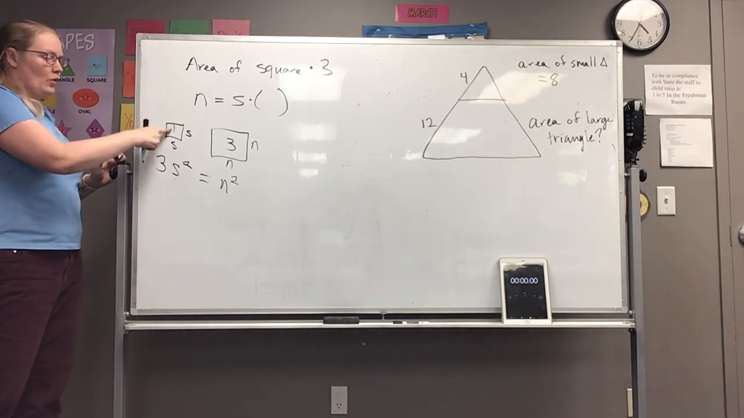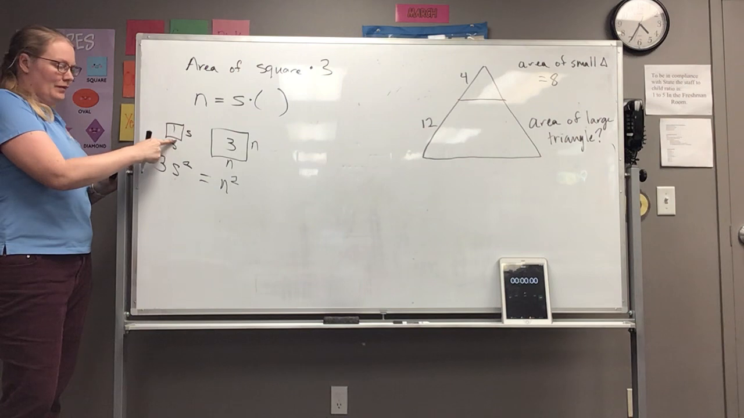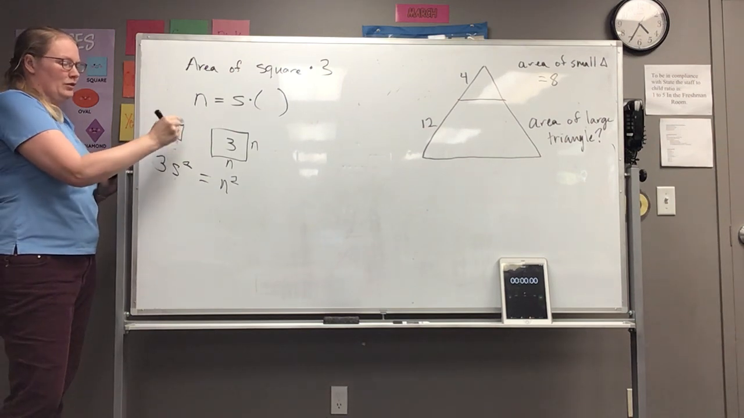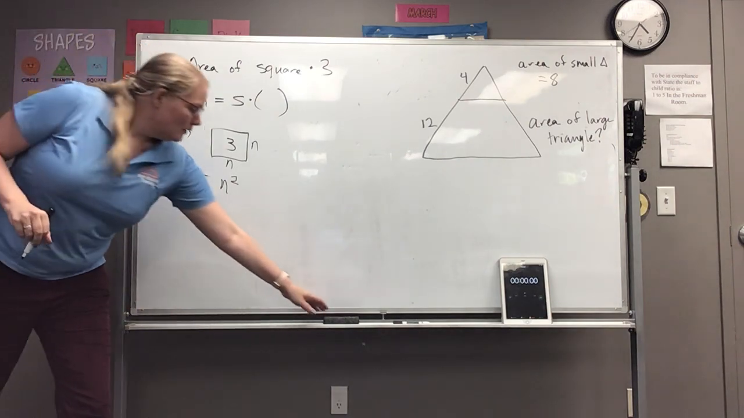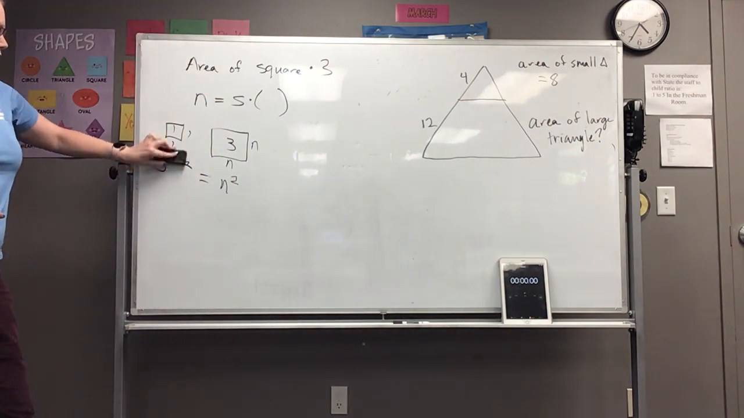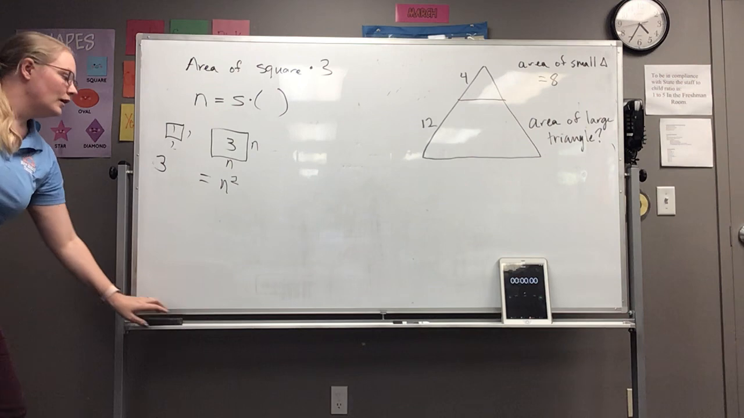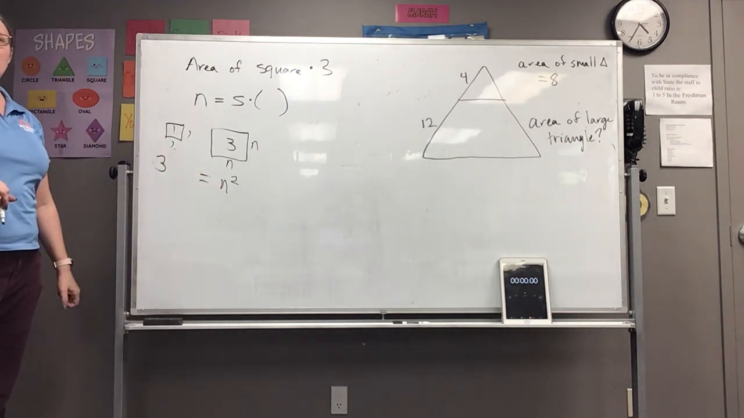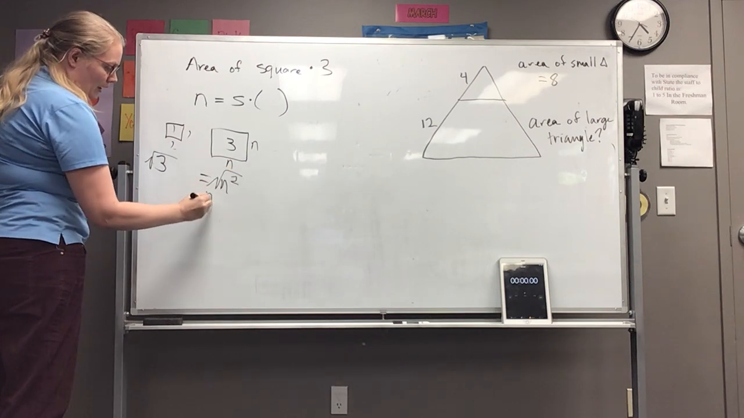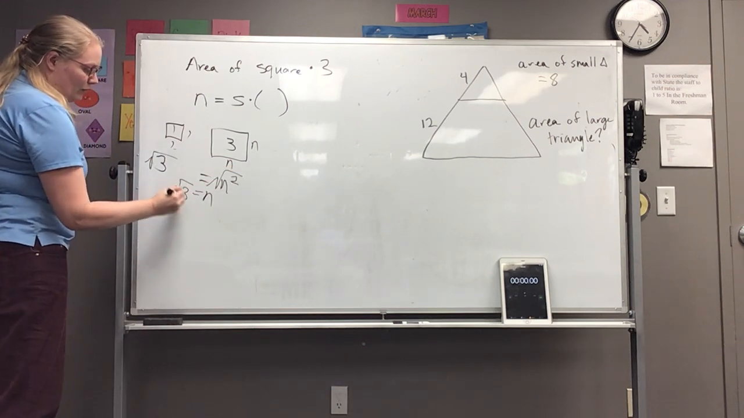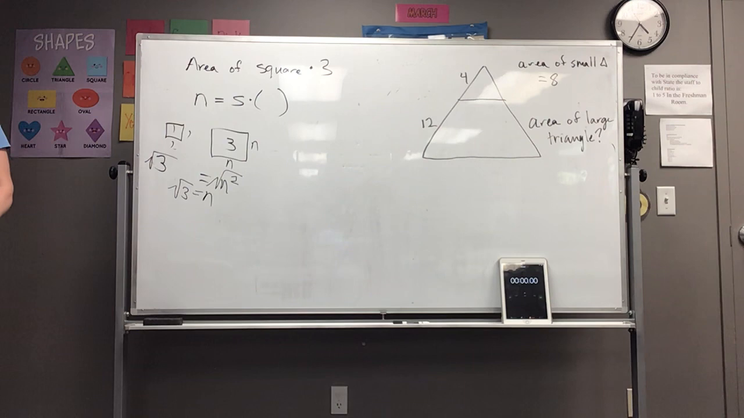And so, in order to make 1, S is just 1. 1 times 1. 1 squared is just 1. And so, what's the length of the new side? Square root. N is equal to the square root of 3.